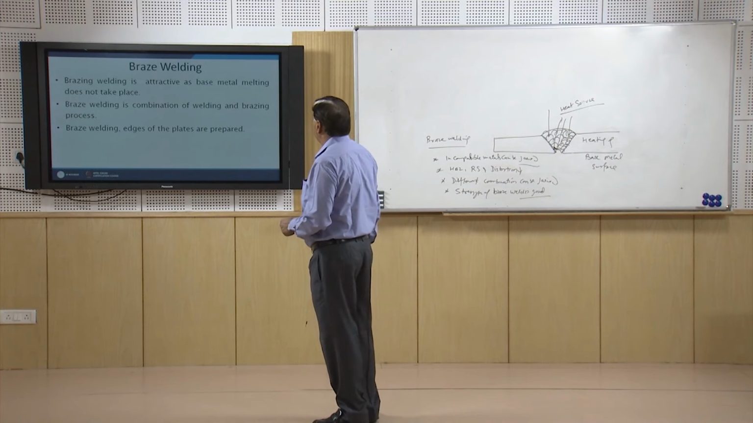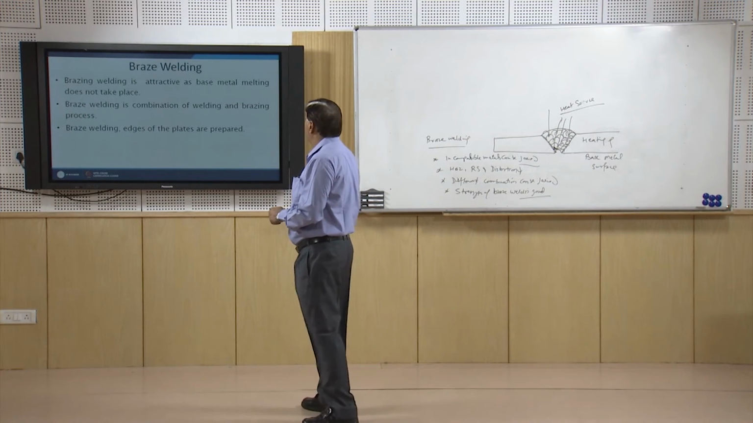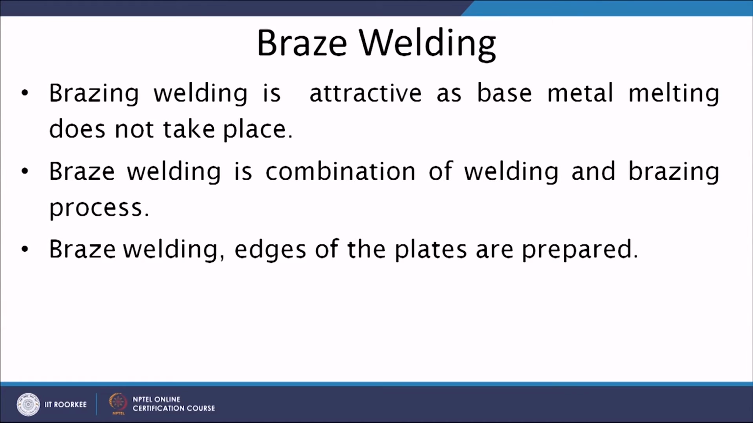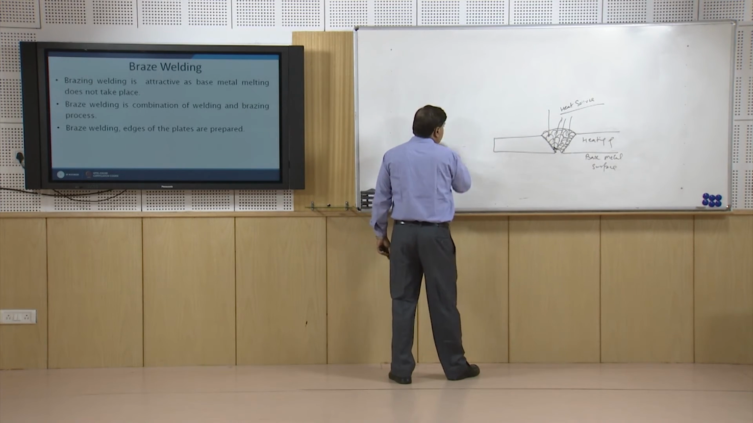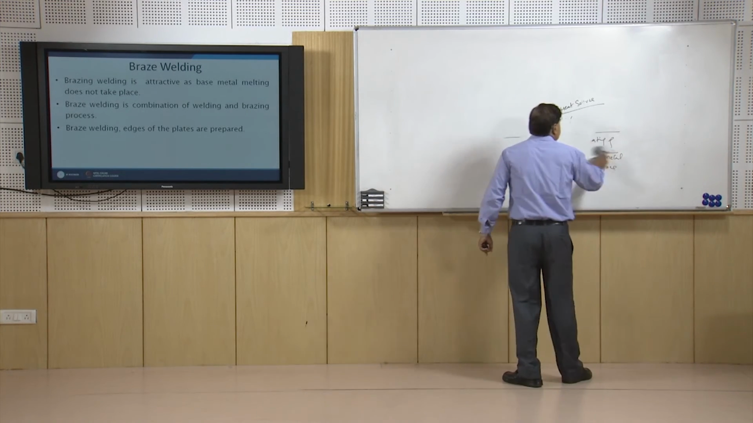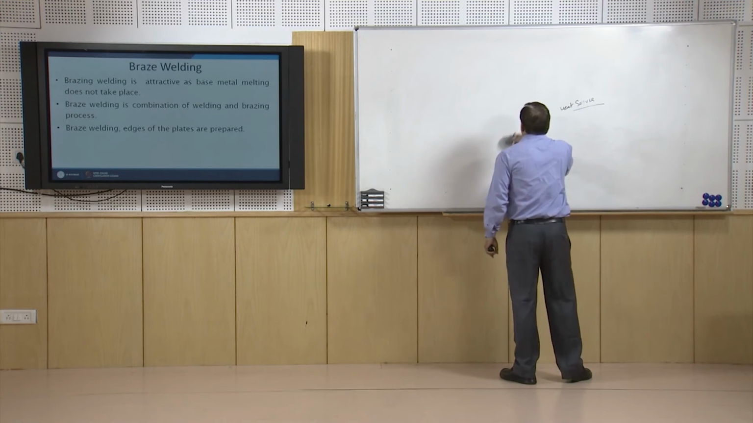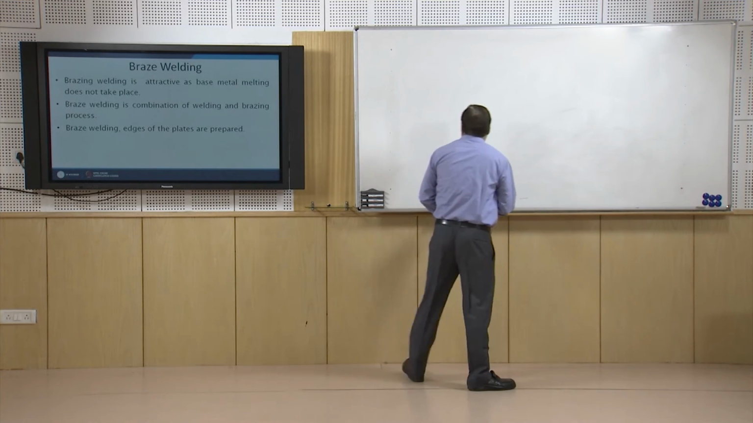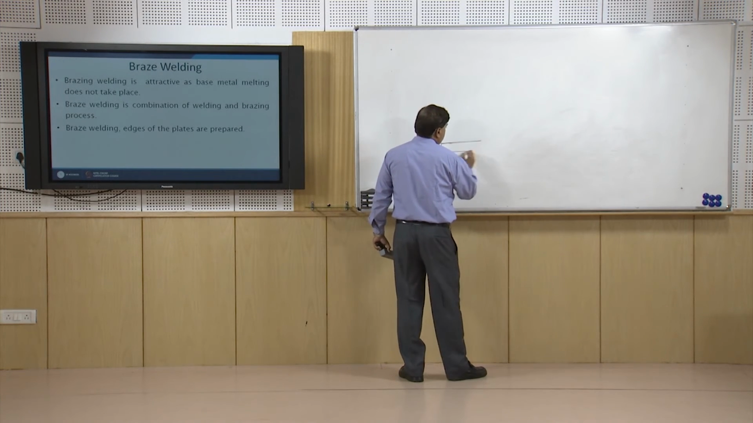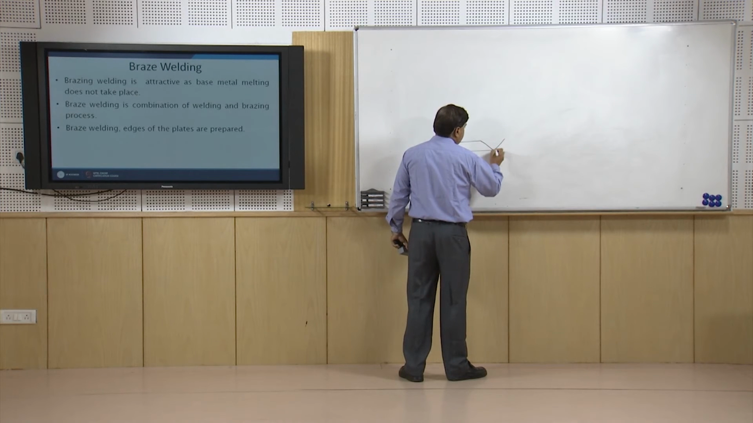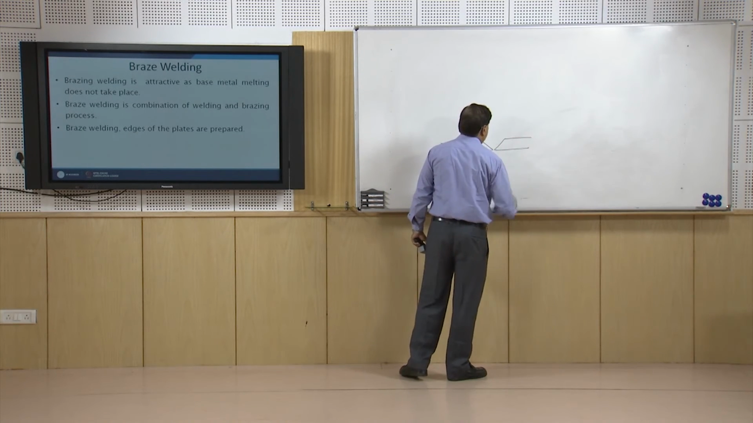The process is attractive as melting of the base metal does not take place. Braze welding is a combination of brazing and welding, and braze welding requires edge preparation. If you have to really distinguish between braze welding and welding, then we have to see one simple diagram which will clearly indicate this is how the plates have been prepared for developing the joint.